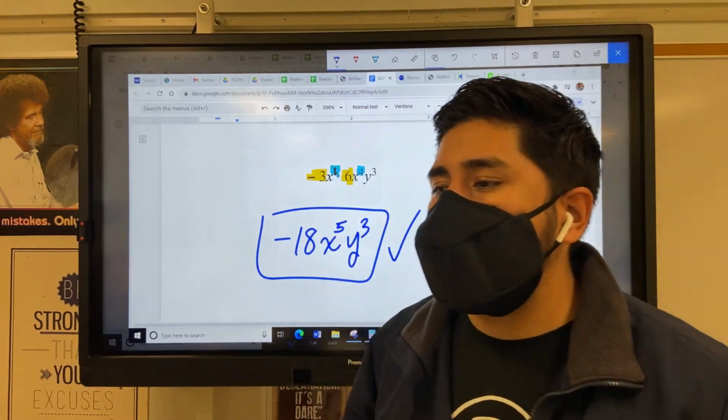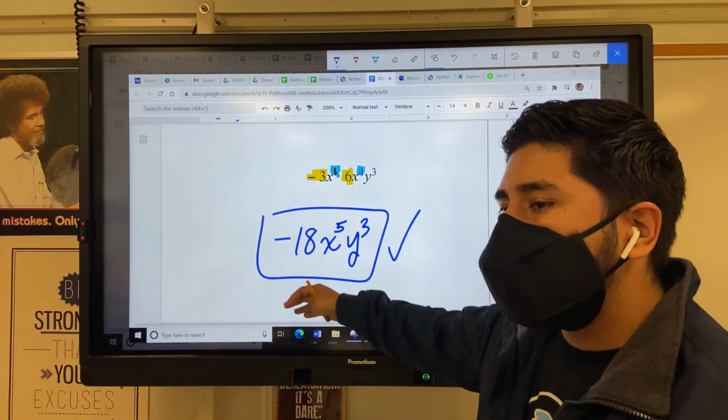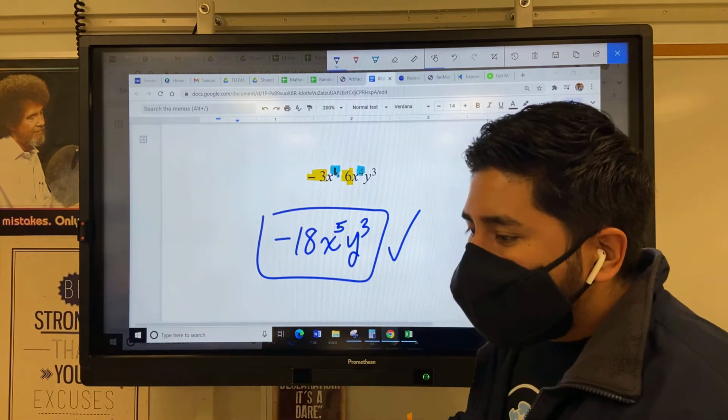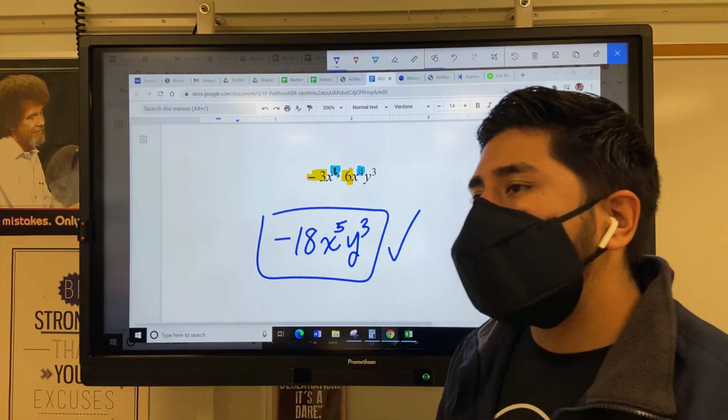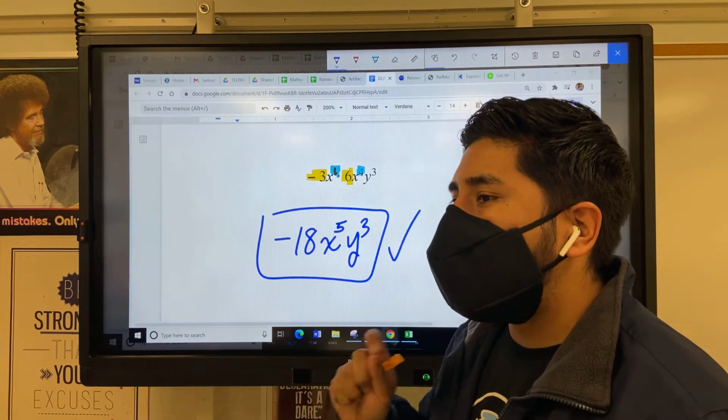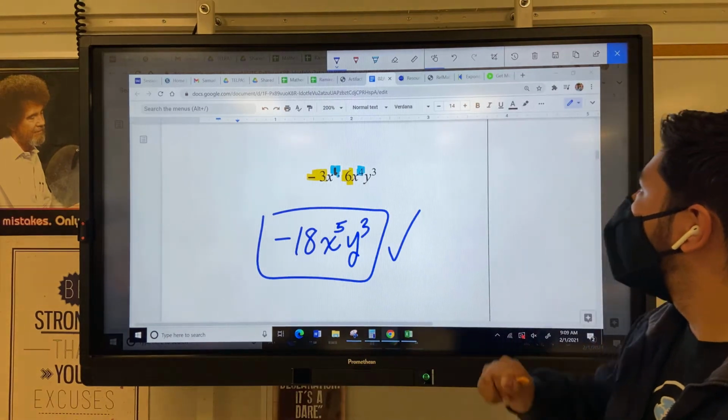Why is it important to know the rules? Because when we go to the next two, eventually we're going to put them all together, and you'll see the very last example, and you need to be able to dictate what exactly you're working with, okay?